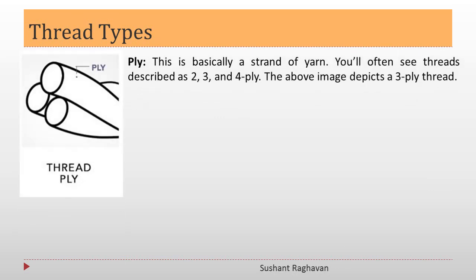Thread ply. This is basically a strand of yarn. You will often see threads described as 2, 3 and 4 ply. The above image depicts a 3 ply thread.